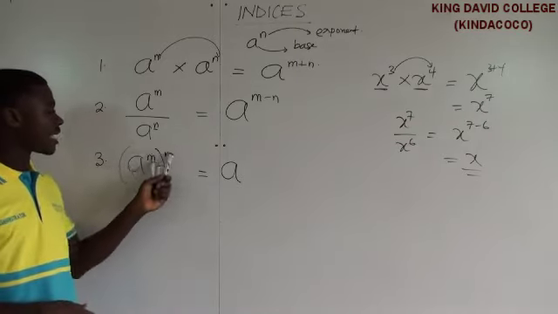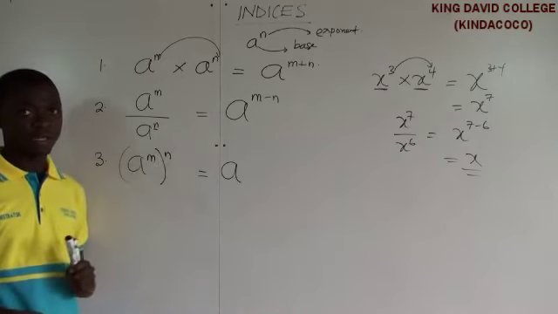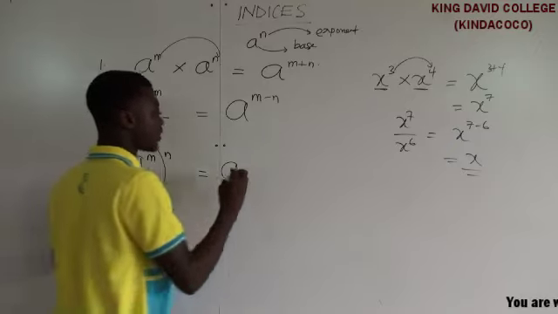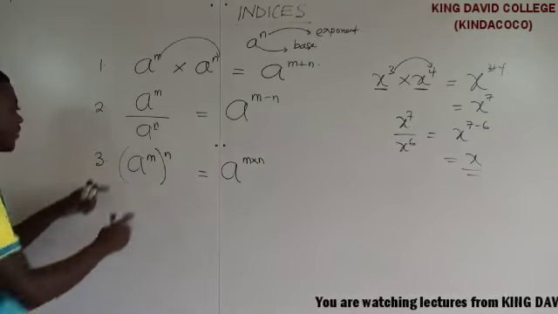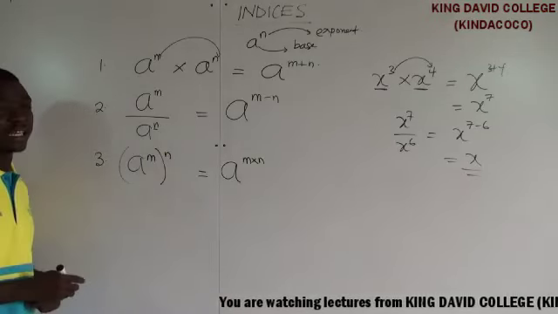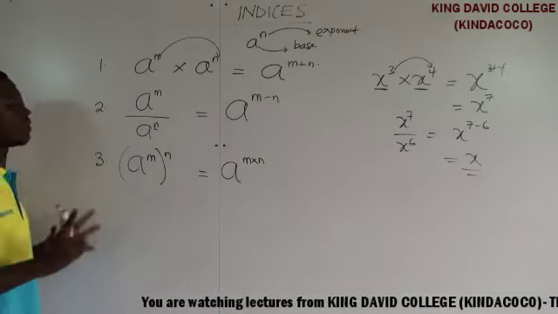But then the powers are going to multiply. Okay? So the powers are going to multiply. So you have m times n. So if you have something squared and you are squaring it again, then the base will not be affected, only the powers. So for instance, let's say I have x to the power 5, and I'm squaring this again. Then this is going to be x to the power 5 times 2. So that's x to the power 10.